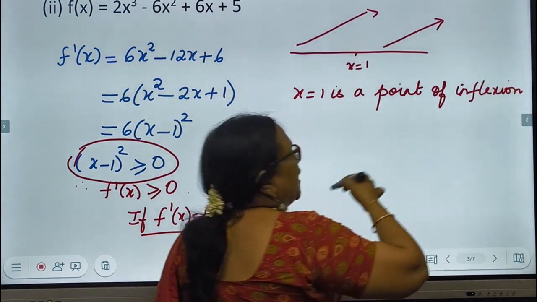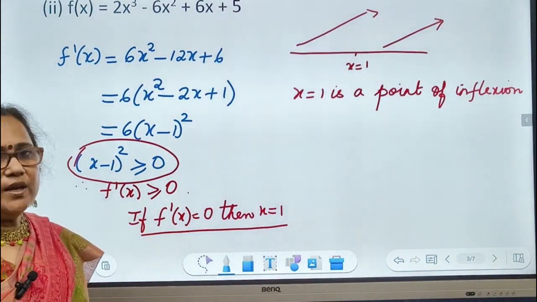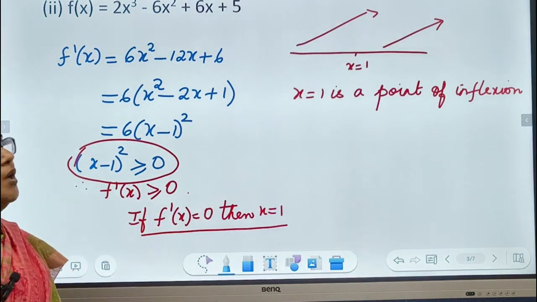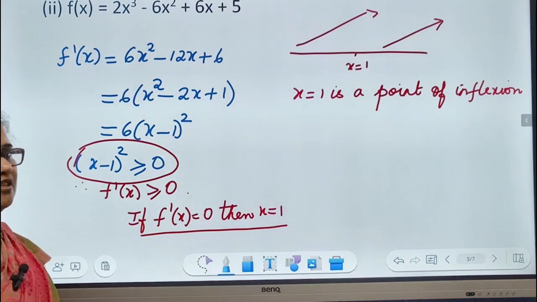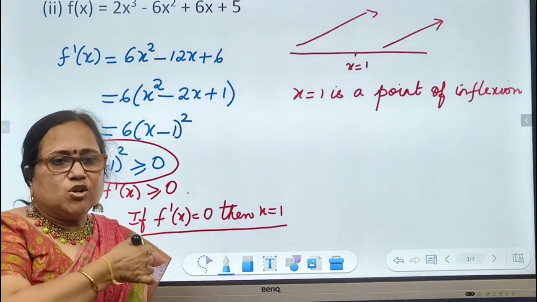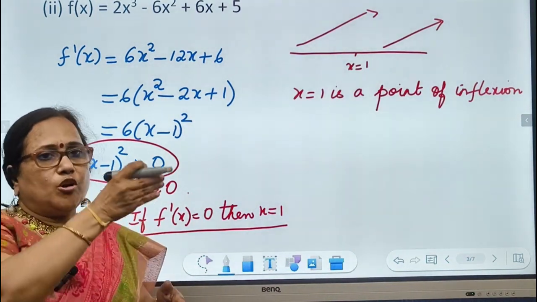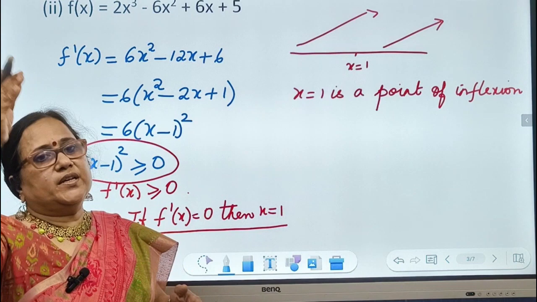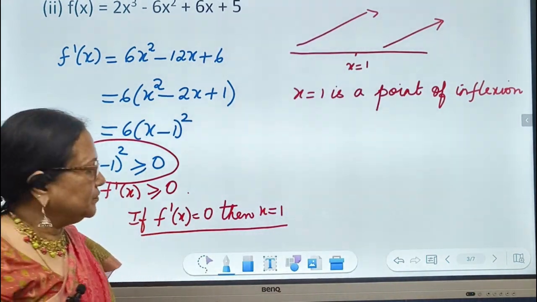There will be a bend in the curve, but the function will continue to increase, because the derivative is positive. It's an increasing function. It will go on increasing. But then what happens at x equal to 1? There's a small bend and then it continues to increase. So such a point is called a point of inflection.